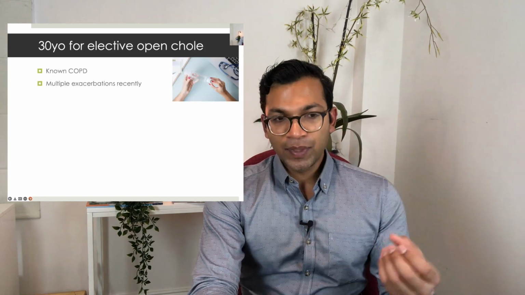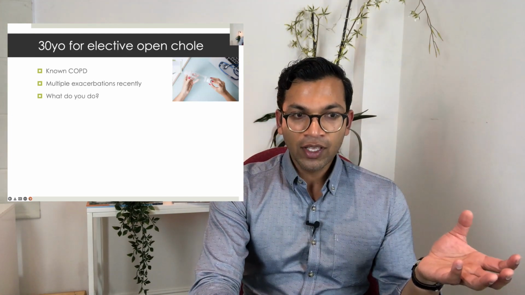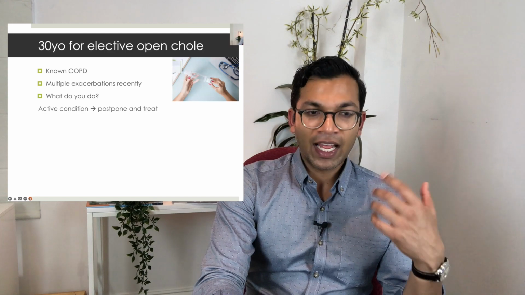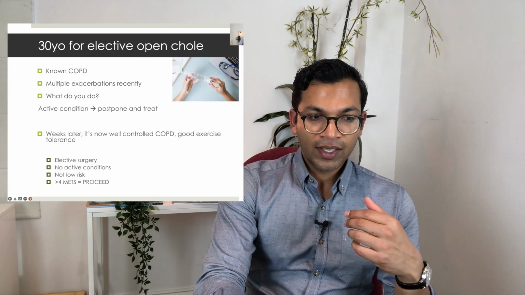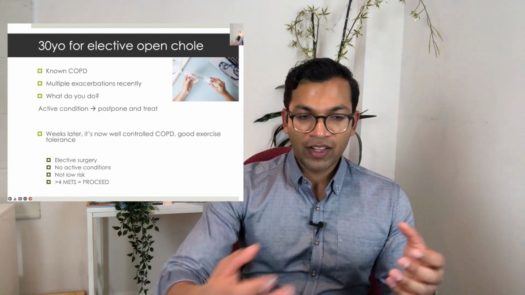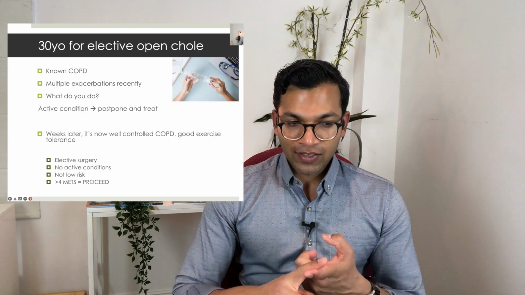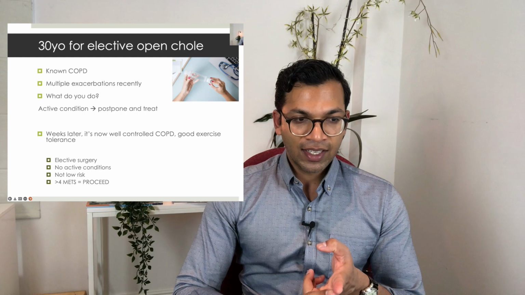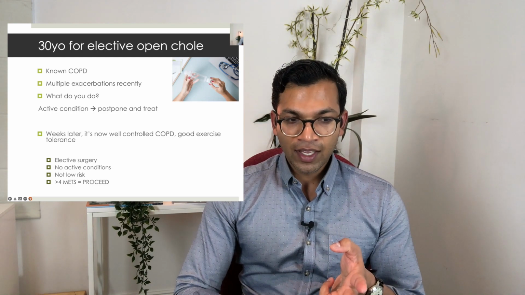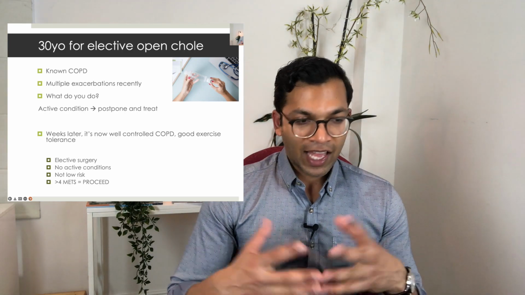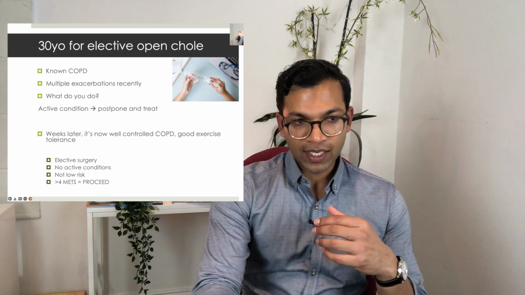Let's say they've had multiple exacerbations, just like we talked about. What do? It's an active condition, even though it's elective. So it's elective, but active, therefore I postpone and treat. Weeks later, they come back in, they have well-controlled COPD with good exercise tolerance, elective surgery, no active conditions. It's a lap coli, so not low risk, but they can do that with good exercise tolerance. They have greater than 4 METs, therefore we proceed.